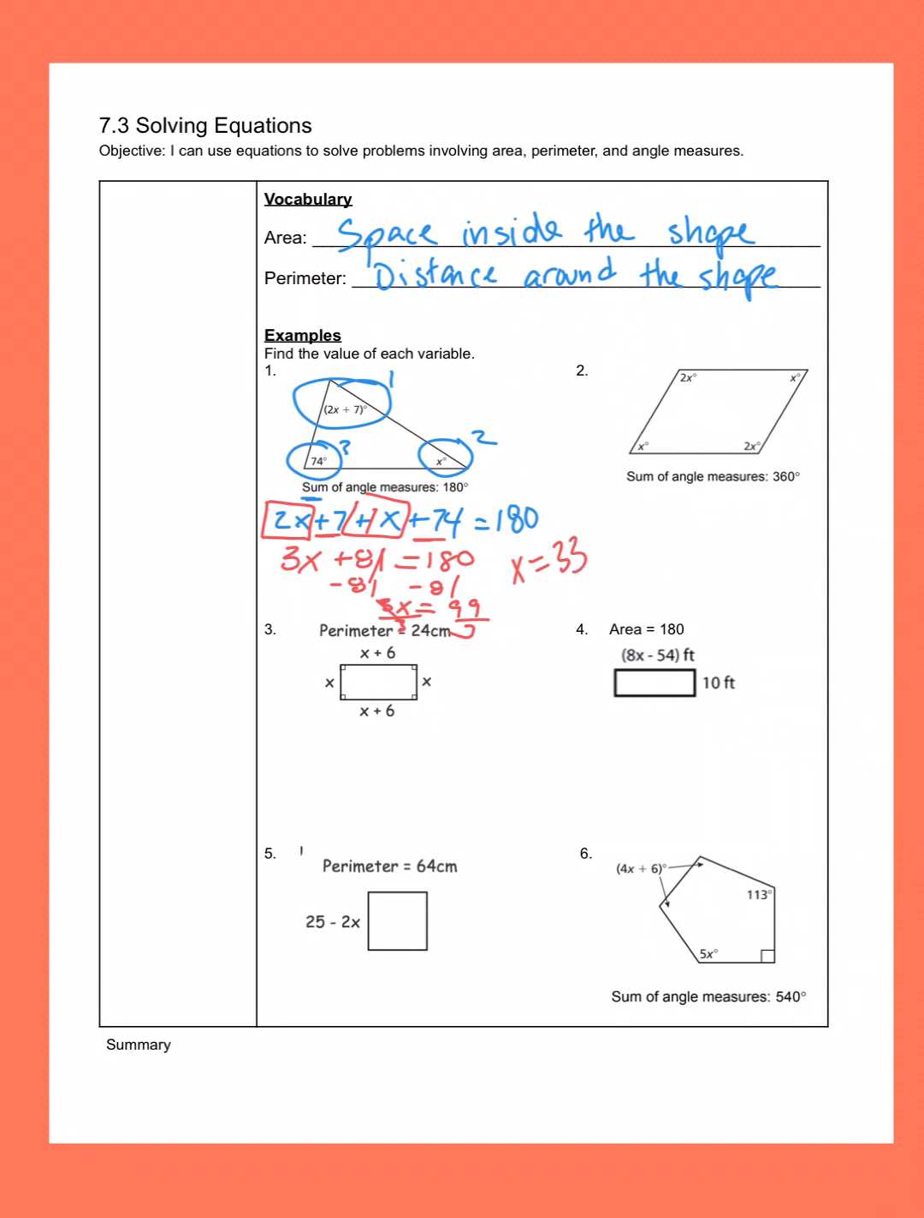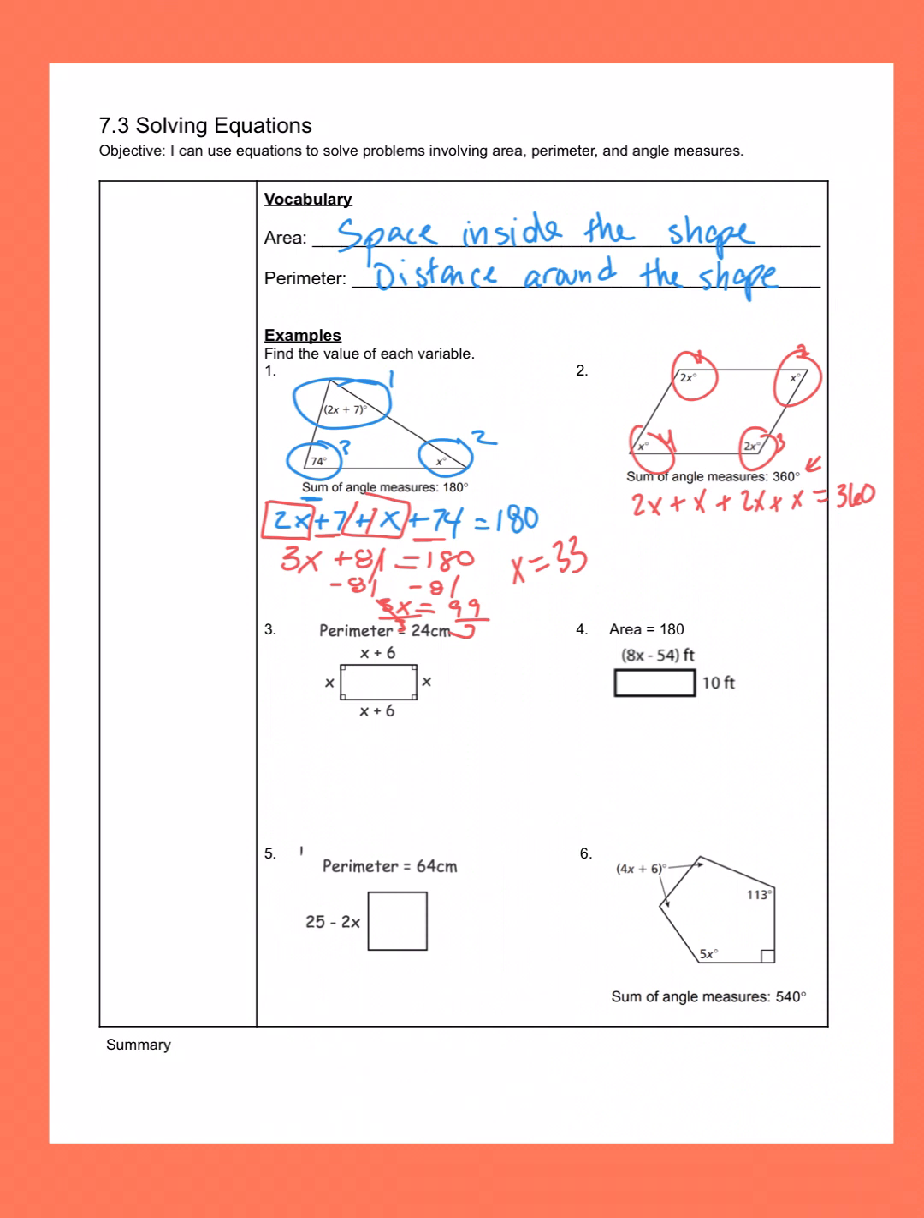Okay, number 2, similar, but we have a parallelogram, and the sum of these angles is going to be 360. So this one I've got to add up all 4. Again, doesn't matter what order, so I'm just going to start here. I'm going to add up this 1, 2, 3. We're going to add them all up. So we have 2x plus, that's this one, plus the x angle, plus the 2x angle, plus another x angle. And all together that has to equal 360. That's what it tells me in the directions there.